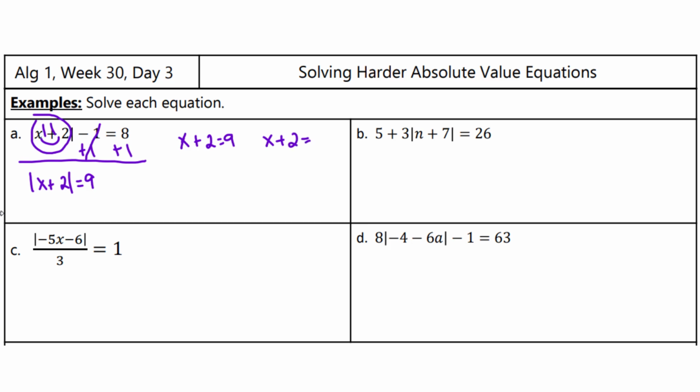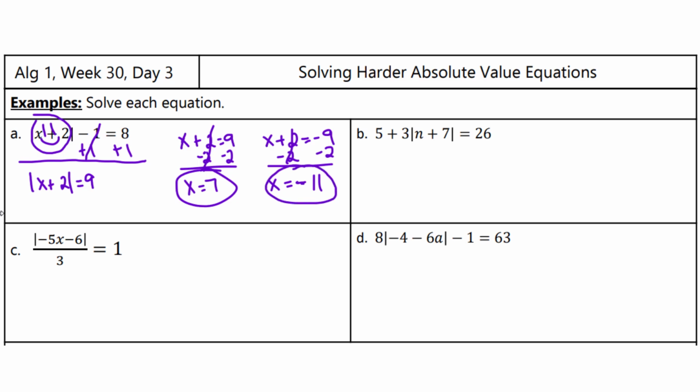And just like before, it will give us two answers, because on the second one we have to switch it to a negative. So x equals negative 11 and x equals 7. And so, I mean, that's basically the gist: we're adding a step where we have to solve for the absolute value before we split it up into two equations.